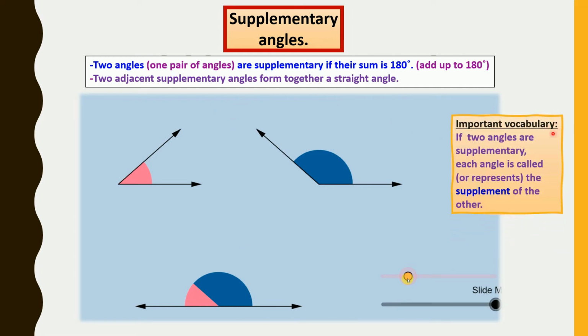Important vocabulary. If two angles are supplementary, each angle is called, or represents, the supplement of the other. Here the pink angle is the supplement of the blue angle, and the blue angle is called the supplement of the pink angle. Each angle is the supplement of the other.